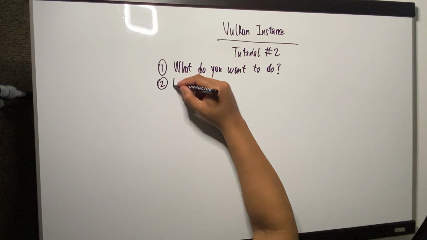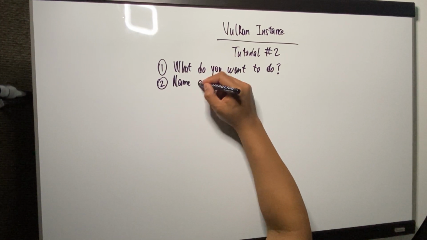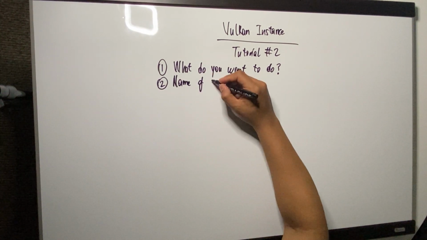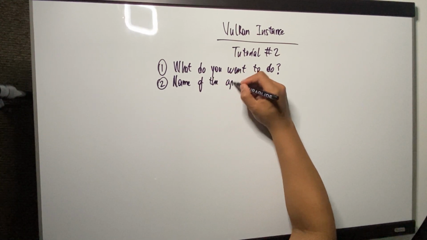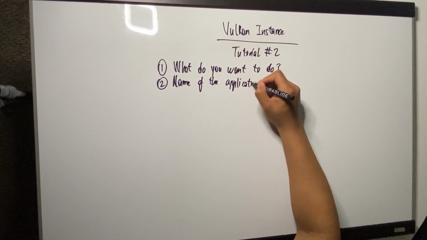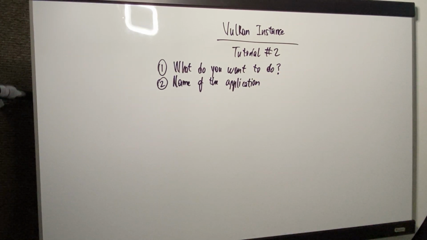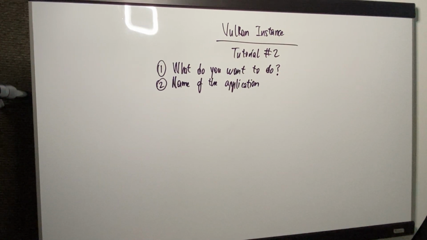Number 2, a very basic thing, name of the application. So what is the name of your application? Very basic stuff. People might look over it, people might gloss over it, but it's very important to have a name so that if you have multiple instances in Vulkan, you know exactly which instance is doing what. So naming your application and communicating that name is important.